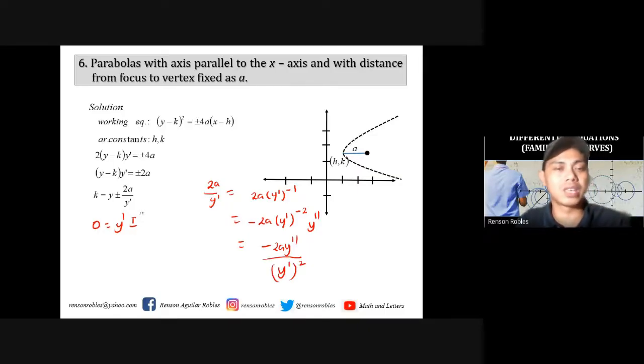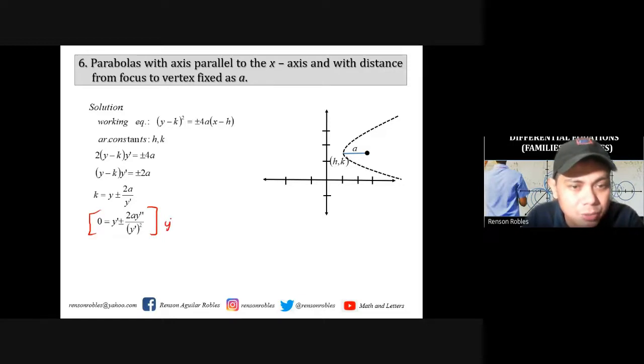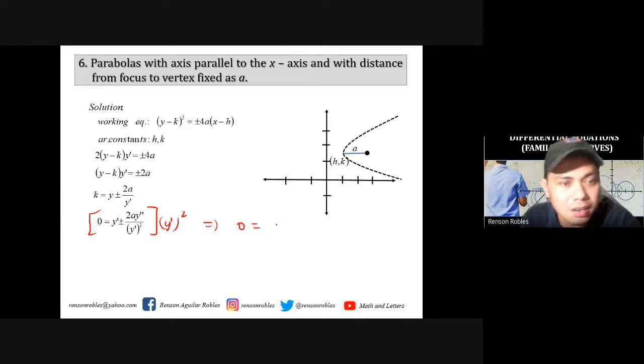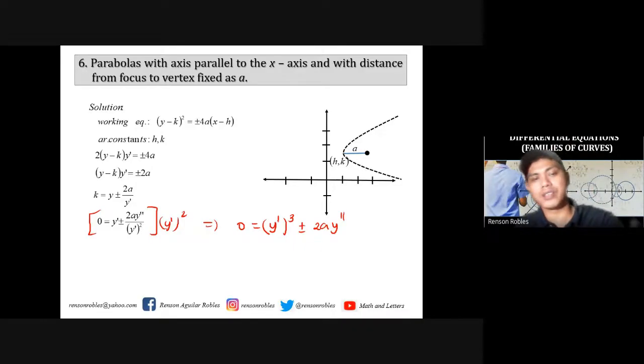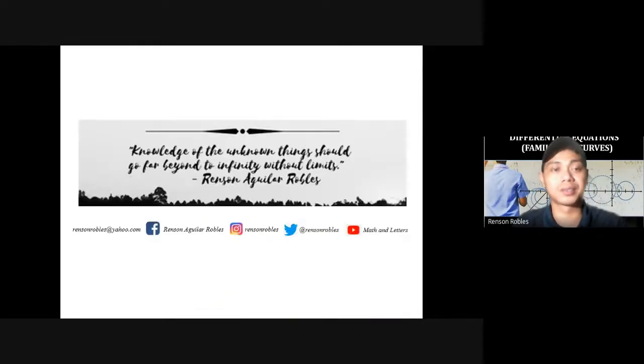Eventually you will have this equation. Then you can just multiply everything by y prime squared. That will lead you to 0 equals y prime times y prime squared, which becomes y prime cubed, plus or minus 2a, and then you copy y double prime. I think this is the differential equation that we are looking for: y prime cubed plus or minus 2a y double prime equals 0. And I think that's it.